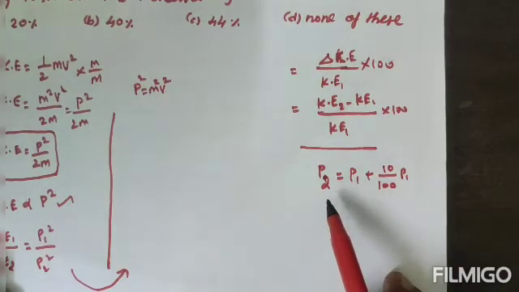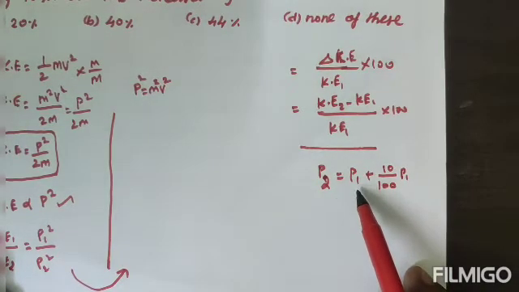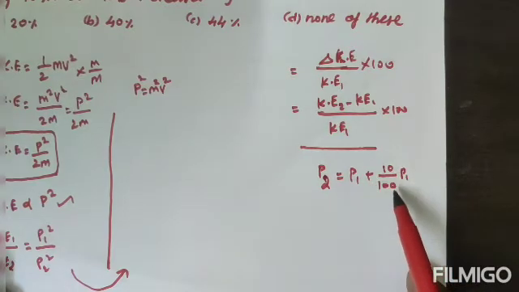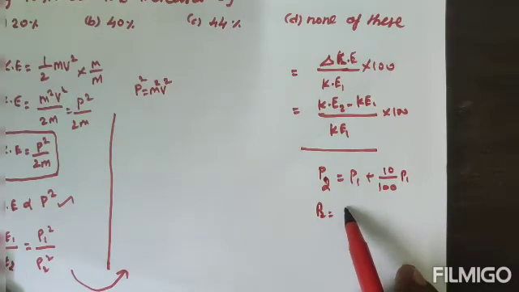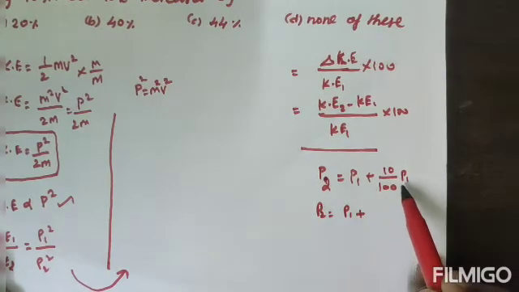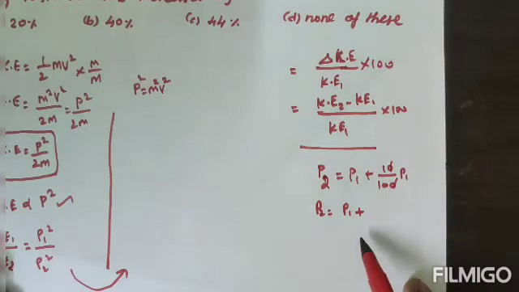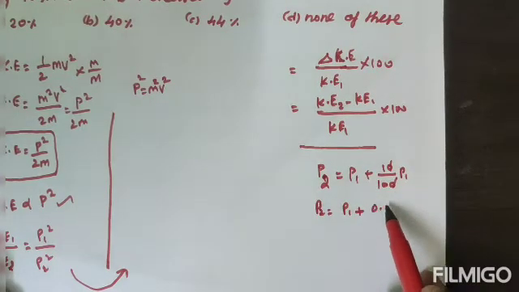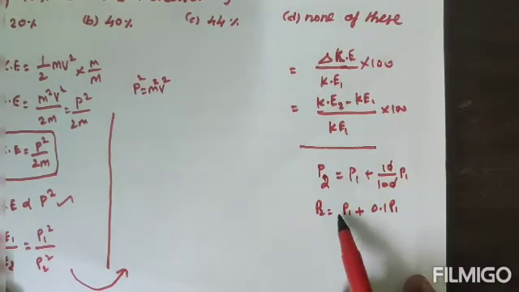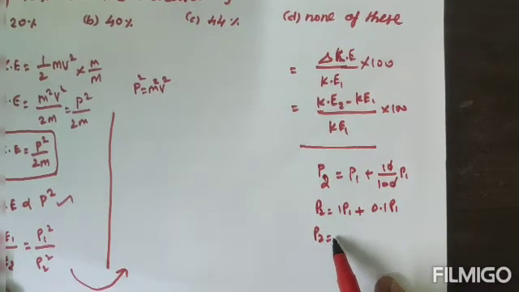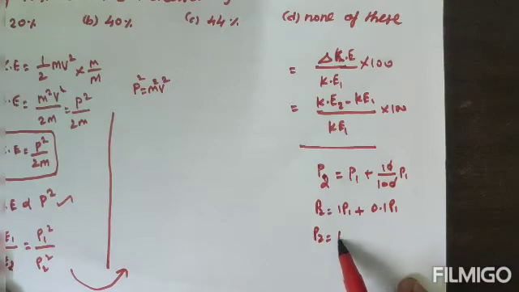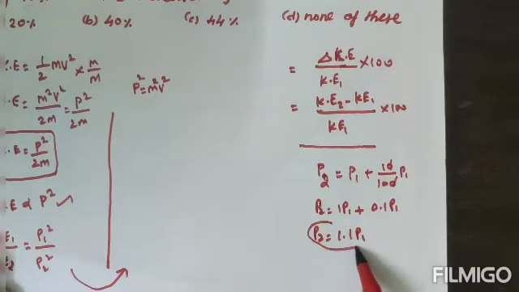So what is the final momentum? It has increased by 10% of the initial momentum. So I can write P2 is nothing but P1 plus 0.1 P1. Here 1 P1, here 0.1 P1. Therefore P2 is equal to 1 plus 0.1, that is 1.1, so 1.1 P1. So now the P2 value is ready.